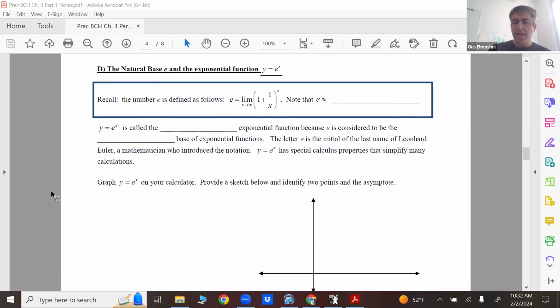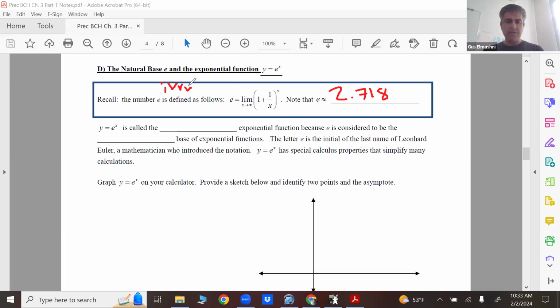Natural base. In case you don't remember, I'm sure you did it in Ms. Wong's class last year, but when you have the expression 1 + 1 over x raised to the x power, it's called Euler's number. Euler discovered that if x gets really large, this actually converges to a certain number. It's roughly 2.7. I think it's like 2.718, if I'm not mistaken. And there are infinite more digits. This is an irrational number, just so you know.